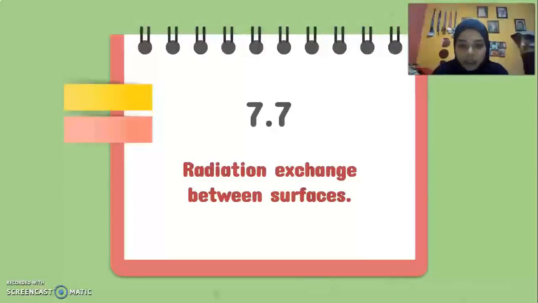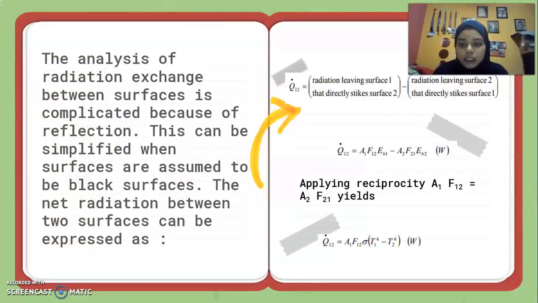For 7.7, radiation exchange between surfaces. The analysis of radiation exchange between surfaces is complicated because of reflection. This can be simplified when surfaces are assumed to be black surfaces. The net radiation between two surfaces can be expressed as this formula. Then applying reciprocity, A1 F12 equals A2 F21, yields this formula.